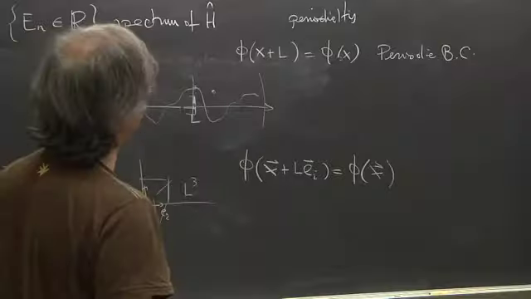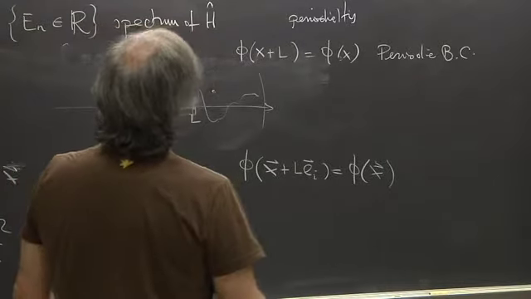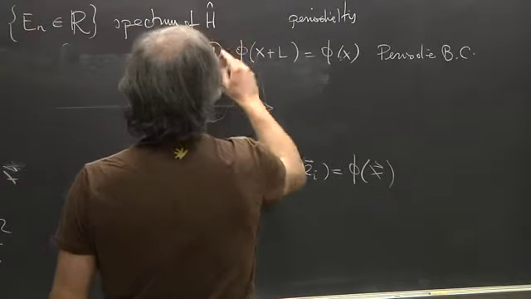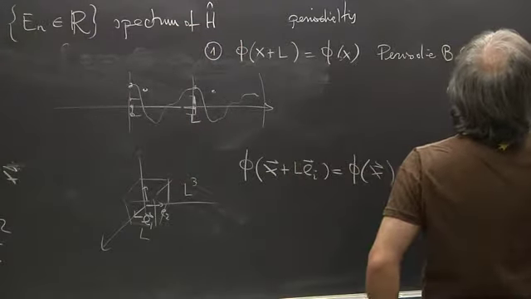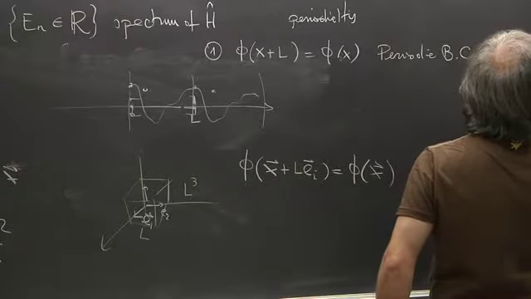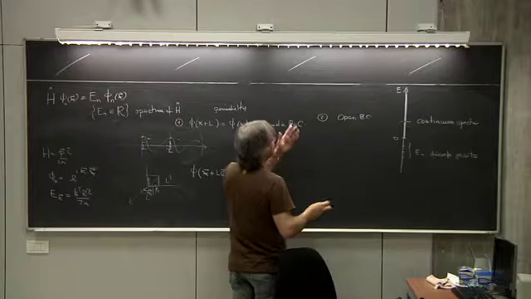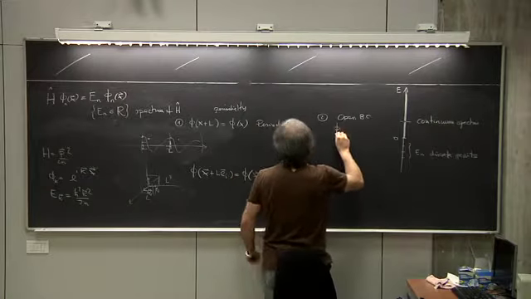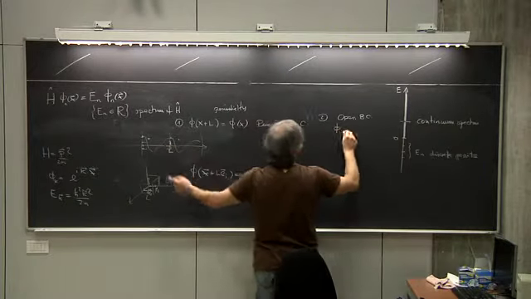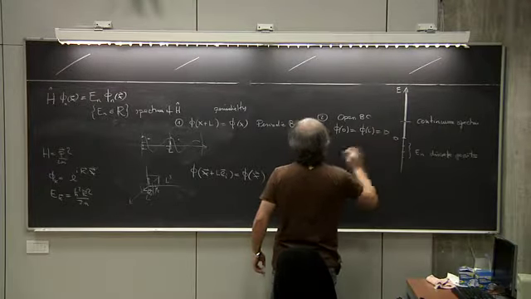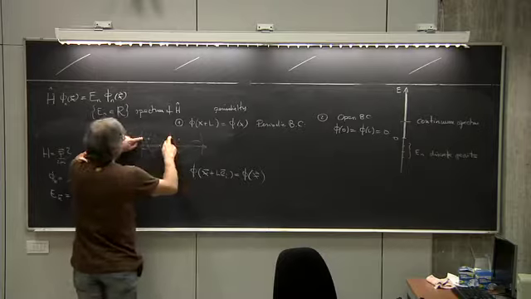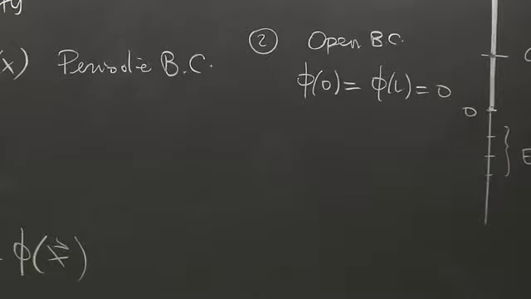The second choice is the so-called open boundary condition, or fixed boundary condition, which is that the function at the two points is just equal to zero. So not the same, but the same and zero. This is also another possible way of fixing a boundary condition.